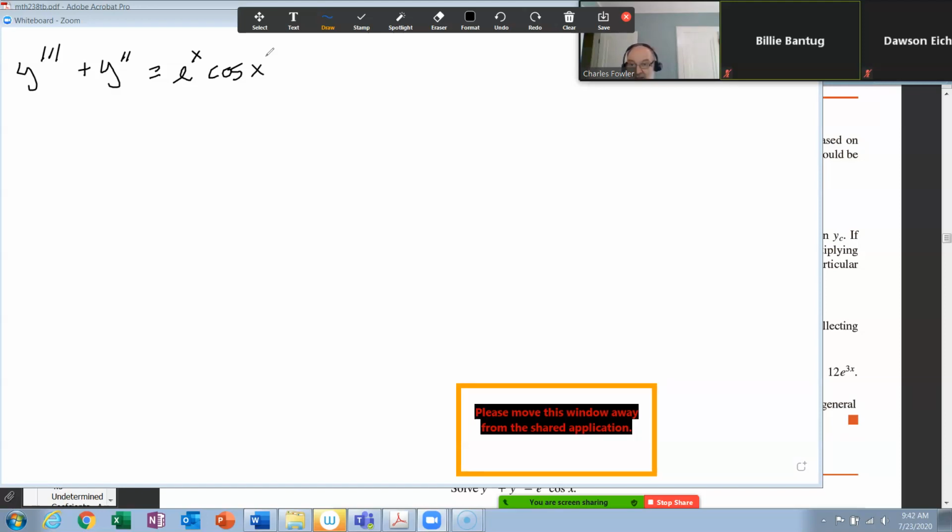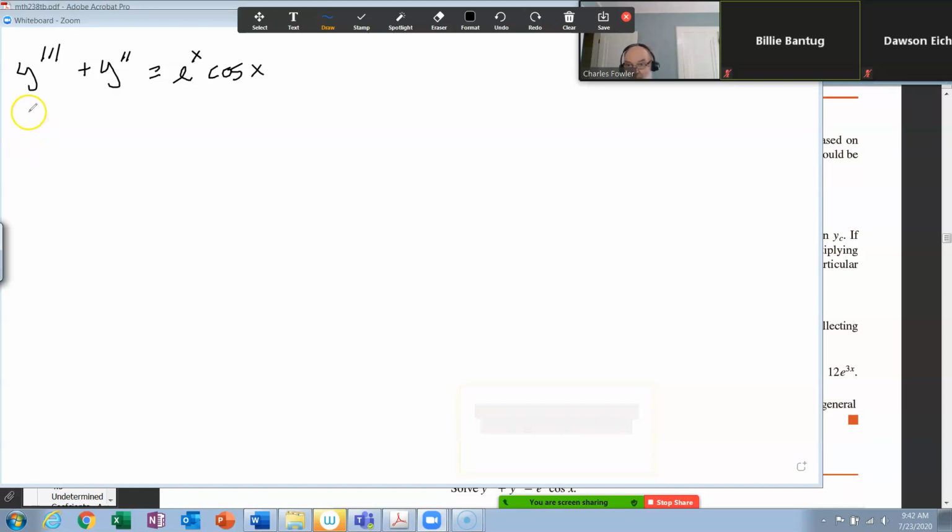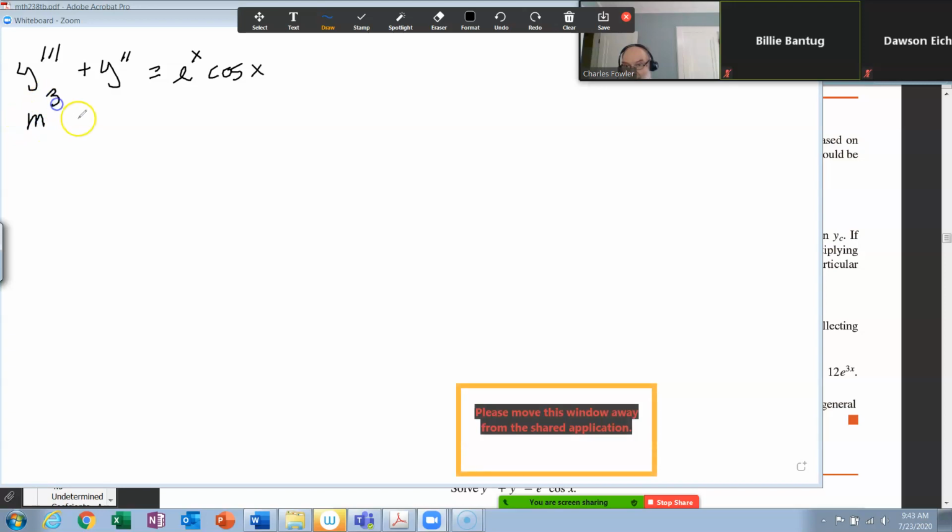Okay, again, a linear higher order differential equation with constant coefficients. So we use our assumption, let y equal e to the mx. Okay, with that in mind, then when you plug that in, you're going to get your auxiliary equation to be m cubed plus m squared, and we're going to assume the right-hand side is 0, so we can make this equal 0. What does that produce?